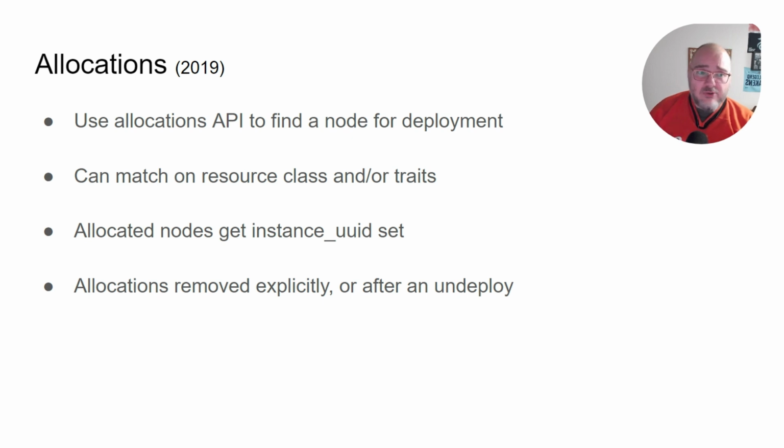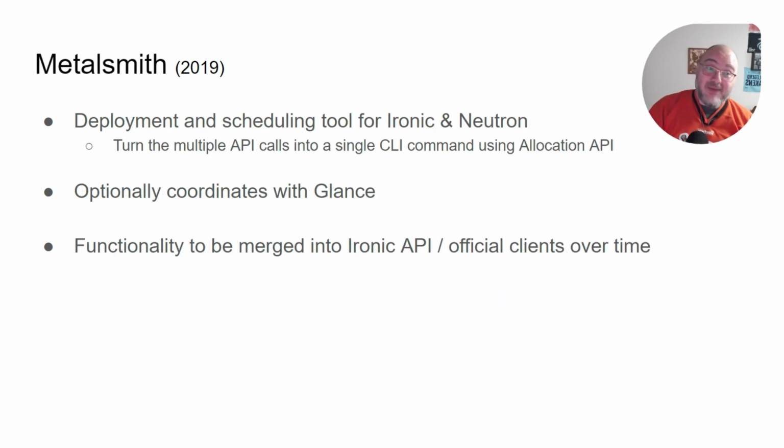But really, this is only used by one tool today, and that's Metalsmith. Metalsmith was created in 2019. It's a deployment and scheduling tool for Ironic and Neutron that you can optionally have it coordinate with Glance as well. And this essentially is a client-side effort to solve that deploying nodes directly in Ironic is complex problem, where instead of making multiple API calls across multiple CLI commands, you make one CLI command and it does all the work for you. This project is still supported.